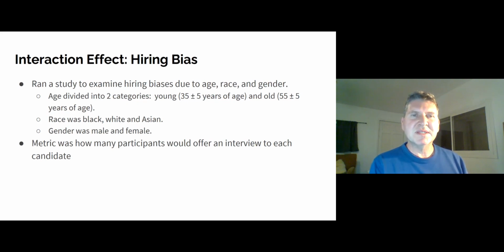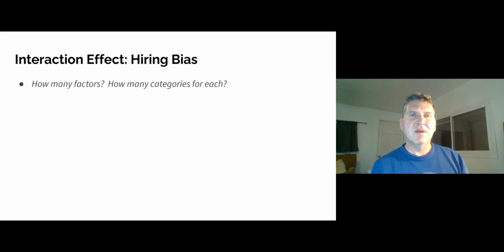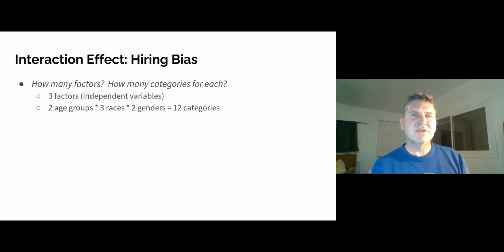The idea was to see which of these 3 categories, these 3 independent variables, would be the most deterministic for whether they would be invited for an interview or not. So how many factors do we have? And how many categories do we have for each? Well, we have 3 factors, 3 independent variables. We have 2 age groups, 3 races, and 2 genders, which means we have 12 categories.